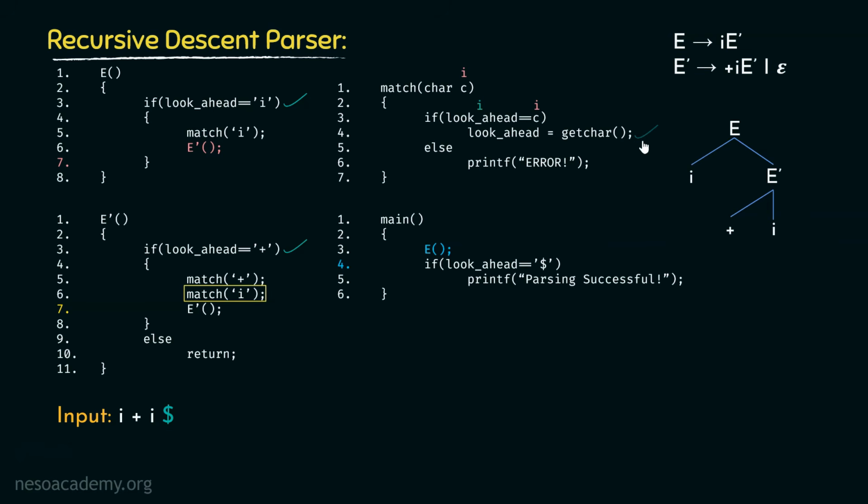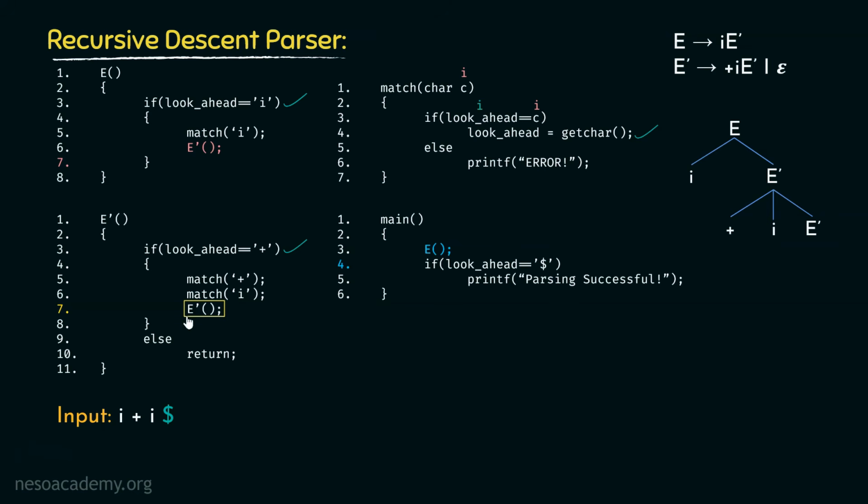Once this is done, we will return back to the function E dash, specifically to line number 7. In line number 7, as you can see, we are going to call the function E dash itself. This call means from the non-terminal E dash, we are deriving the non-terminal E dash once again. Basically, this one imitates the production rule: E dash can be rewritten as plus I E dash.